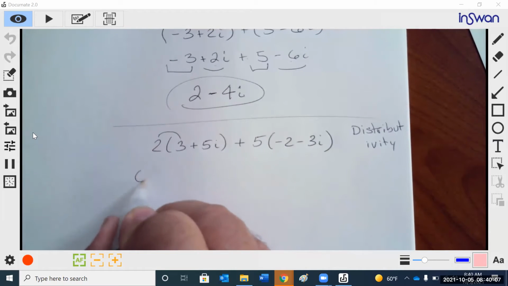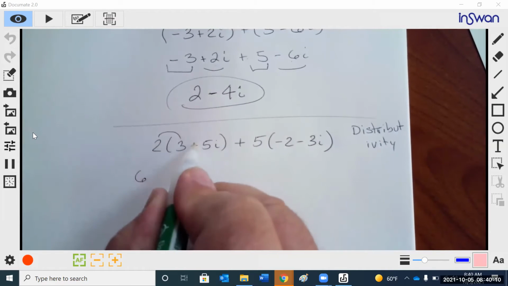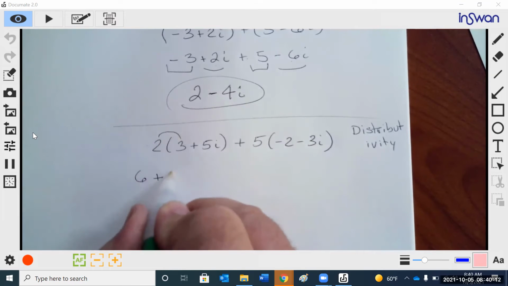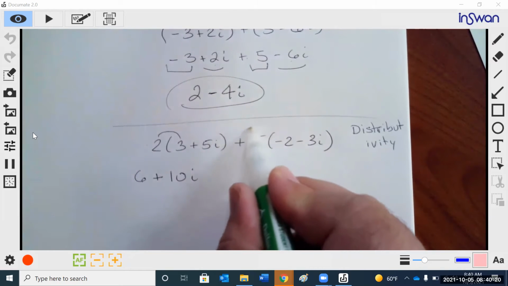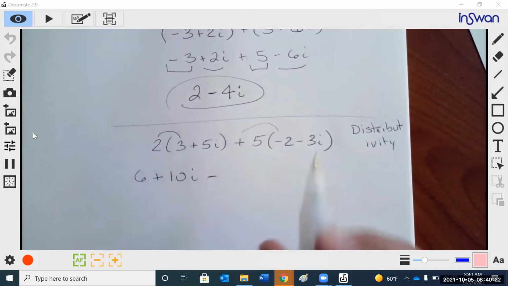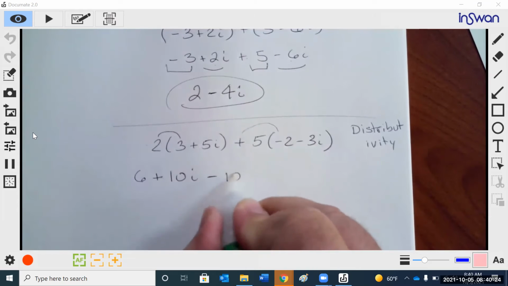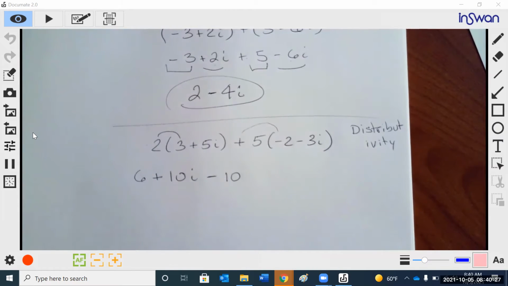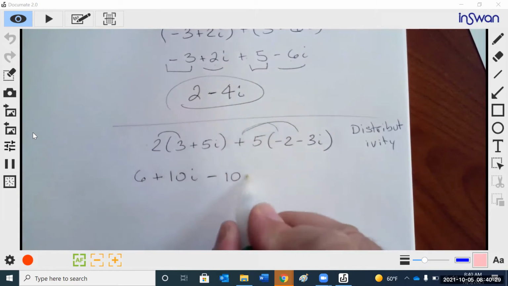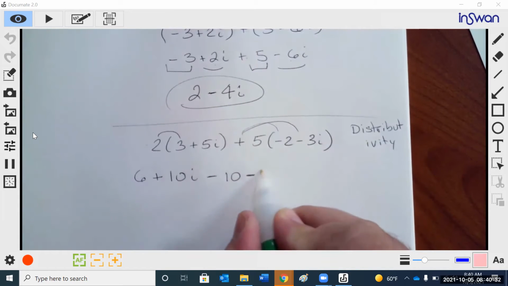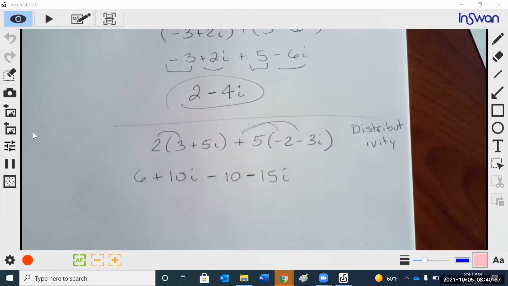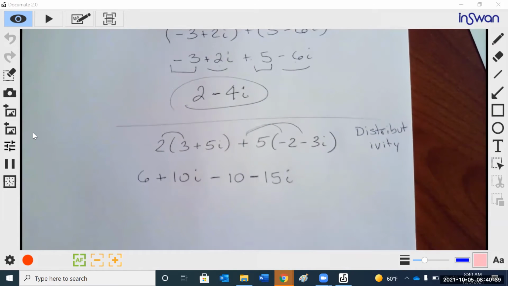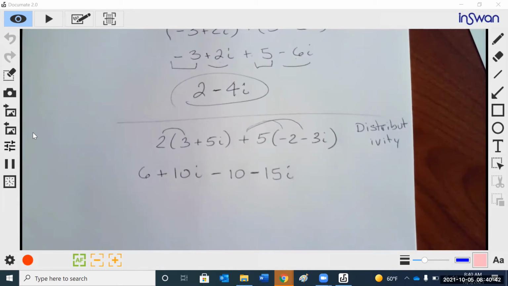2 times 3, 6. Positive 2 times positive 5 is positive. 2 times 5 is 10i. Positive 5, positive times negative is a negative. 5 times 2 is 10. Positive times negative is a negative. 5 times 3 is 15i. We get rid of the parentheses.